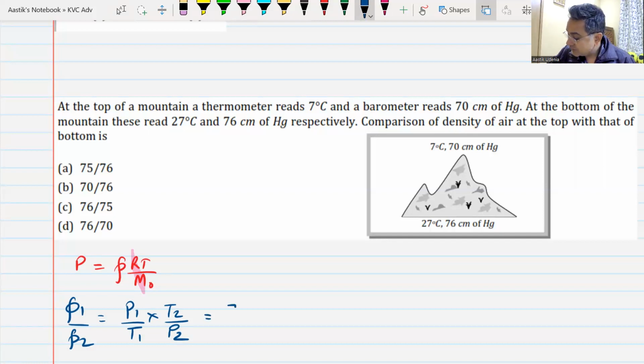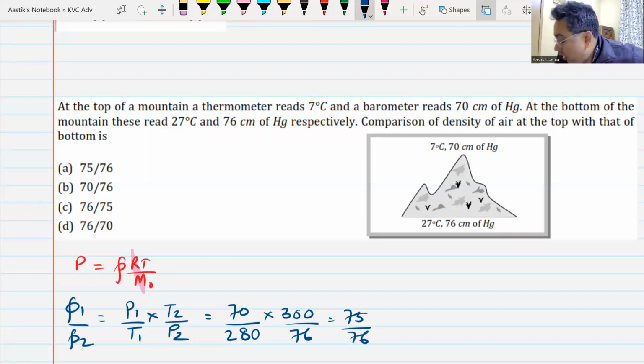Pressure is 70. Temperature is not 7. You have to write it as 280 Kelvin. Do we understand this? Multiplied by, at the bottom, it has to be 300, divided by the pressure, which is 76. So from there you will get the answer as 75 by 76. Everyone has understood this, yes or no?